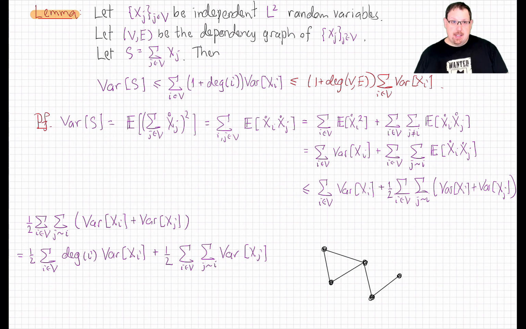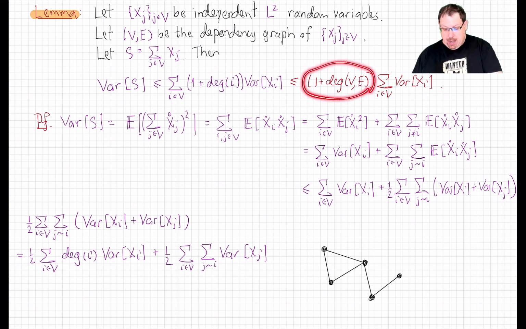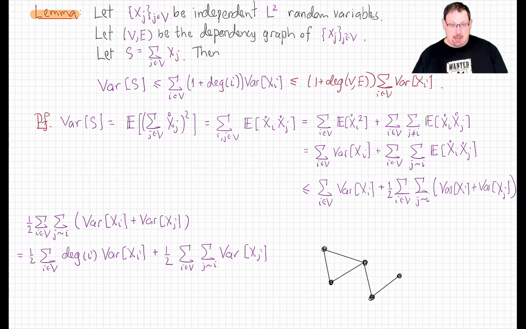So if the dependency graph for the first n terms in a sequence of random variables has degree that doesn't grow with n, that means that the variance of the sum of the first n terms is just going to be bounded by a fixed constant times the usual sum of the variances, and that's very helpful. Let's see why this is true.